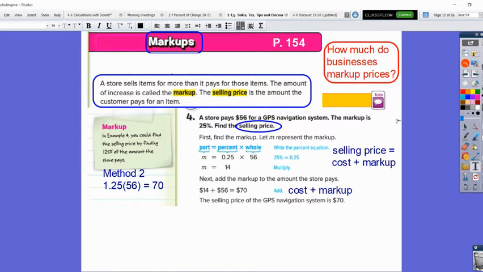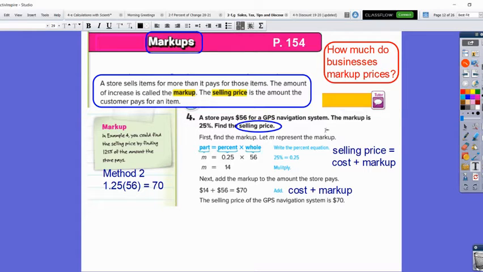A markup is what a store does to increase the price of their items so that they can make money. The store buys the items at what's normally called wholesale, and then they turn around and sell them to you, the consumer, which is called retail. When they sell, they have to increase the price you pay so that they make their money. That increase in the price is called a markup, and very often it is a percent of the original price.